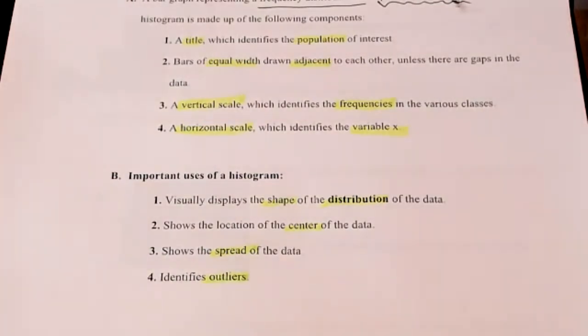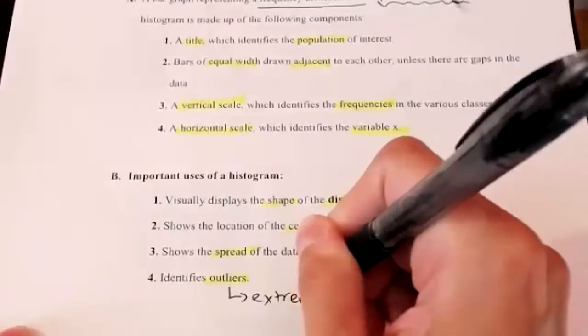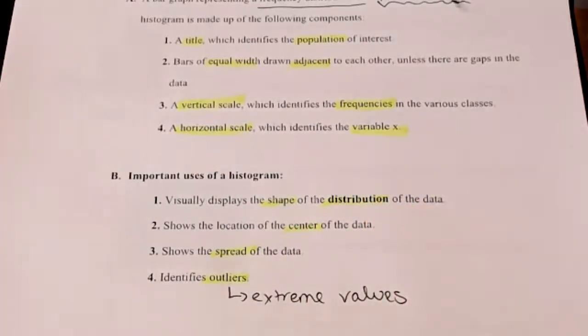Excellent. When you think of the word outliers, I just want you to think extreme values, like really extreme, not just a couple points away, right? We want to think extreme. Let's go ahead and turn the page and play around with a histogram and answer a bunch of questions.